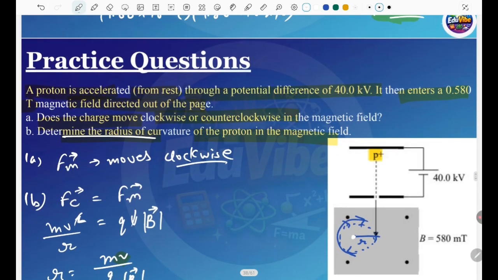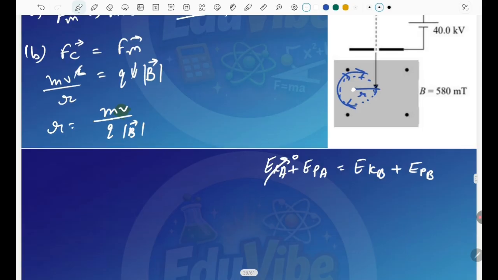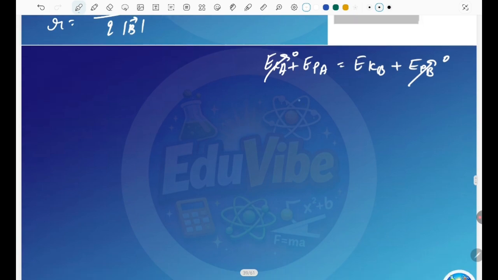So firstly, they said it starts from rest, so this means that EK goes to 0 in that case. Also, at the end, EPB goes to 0, because the potential ends at the end of this path. Basically, over there, our VB is equal to 0. If we arrange that formula, we have qVA is equal to half mVB squared. So this is the formula, and we have to find VB, that speed.